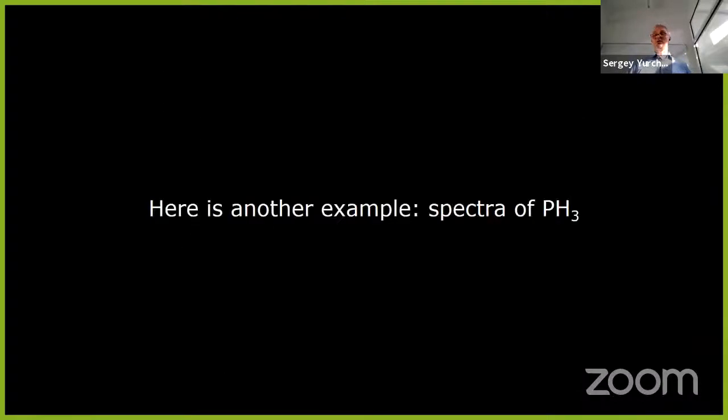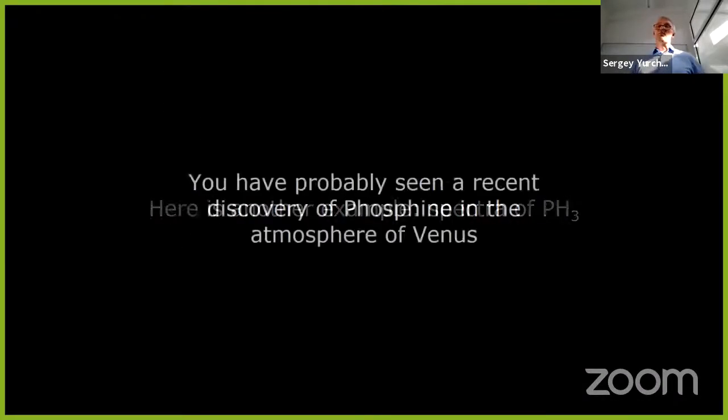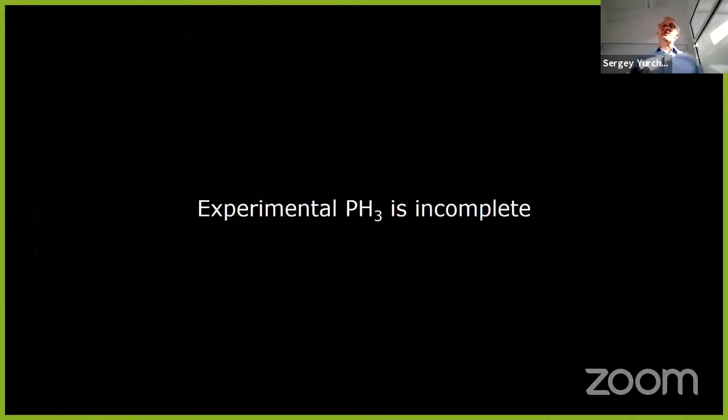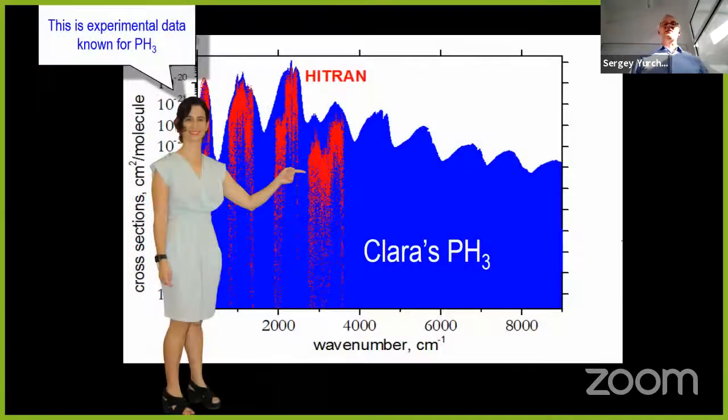Okay, here's another example: spectra of phosphine. You have probably seen the recent discovery of phosphine in the atmosphere of Venus by our former ExoMol PhD student, Clara Souza Silva. She computed the phosphine line list, and experimental phosphine was very incomplete. Here Clara is showing the difference. In my talk, HITRAN basically means experiment. Whenever you see it on these slides, HITRAN represents the general collection of all experimental data for a given molecule. You can see the number of data points known for HITRAN is very low compared to Clara's full phosphine line list.